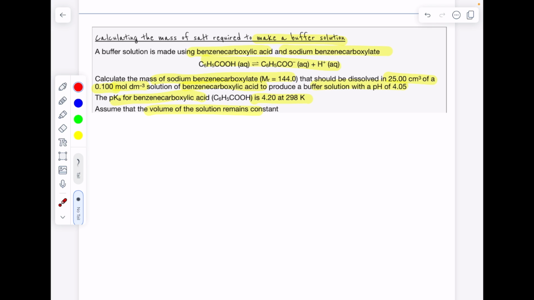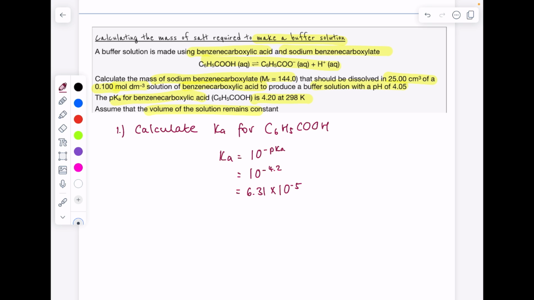Now, in terms of how we're actually going to go about answering this particular question, our first step is to calculate the value of Ka, the acid dissociation constant, for our weak acid, our benzene carboxylic acid. So Ka, remember, is given by 10 to the minus pKa. Step 2, we're going to calculate the concentration of H+ ions using the pH of the buffer solution.